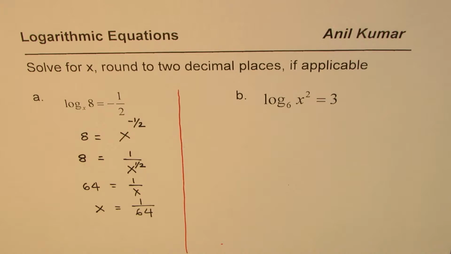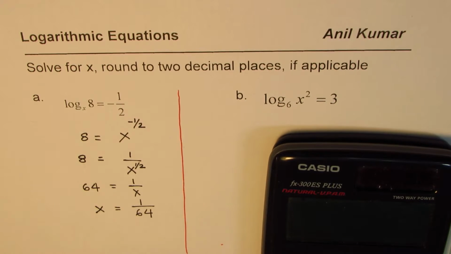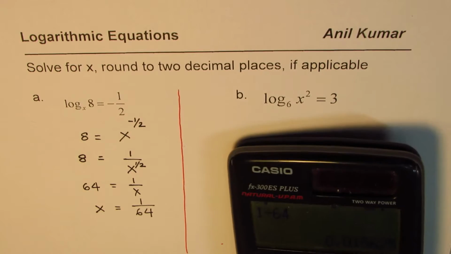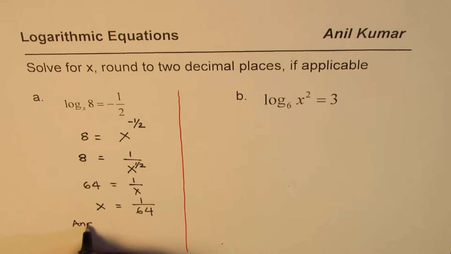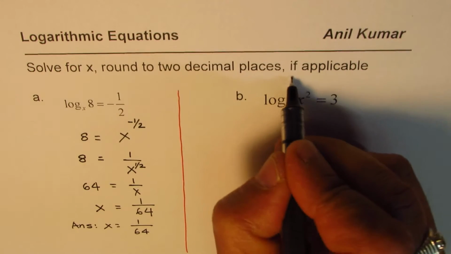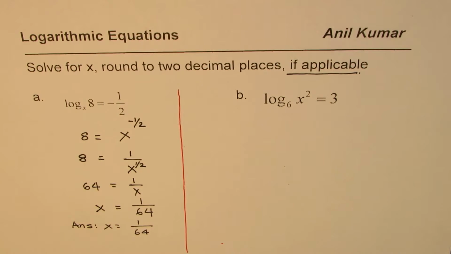We got the answer. Since it says round to two decimal places, it also says if applicable, you need not round it to two decimal places. Well, 1 divided by 64, what do we get in decimals is a number like that, right? Which is not a good number to write. So 1 over 64 is a better answer. So we'll write it in the exact value, and I will say the answer is x equals 1 over 64, right? If applicable, correct? So we are taking advantage of this if applicable thing.